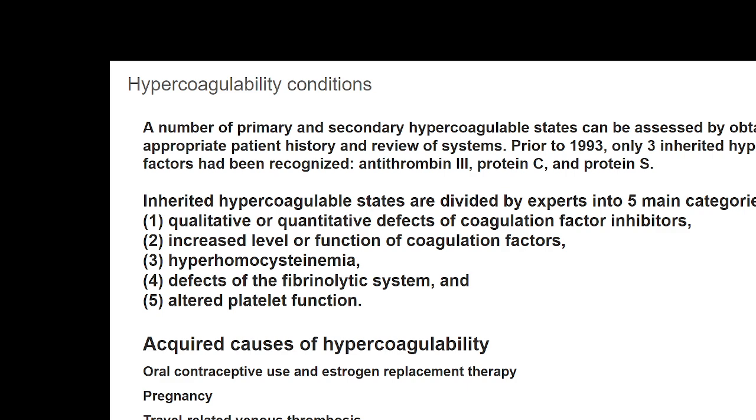There could be even acquired causes of hypercoagulability, and those are mainly oral contraceptives or estrogen replacement therapy. Patients who are on oral contraceptives or estrogen regularly are more prone to develop coagulation disorders. Pregnancy is also another condition. Then venous thrombosis, which we will be discussing separately later on in the coming sessions.